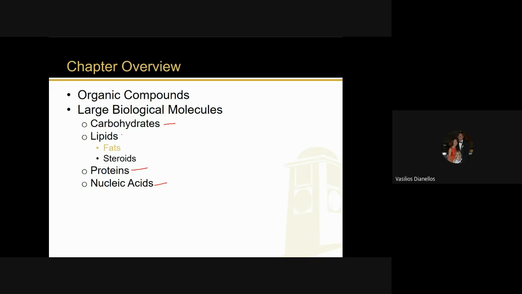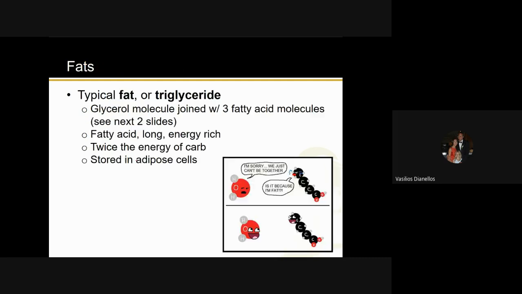So anyway, the first thing you need to know about lipids, other than what I've already told you, is that lipids themselves are broken down into 2 categories. Remember, carbs were broken down into 3 categories: monosaccharides, disaccharides, and polysaccharides. For lipids, there are 2 different types that we will talk about. The first one is fats. The typical fat, also called a triglyceride. And you should know that word. In this chapter, actually in the semester, those 2 words are interchangeable.